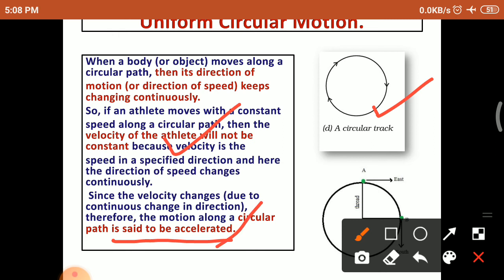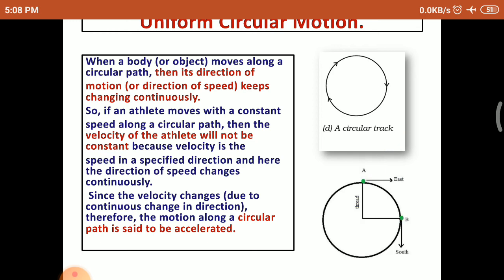So if any object moves in a circular path, it must be accelerated. Why must it be accelerated? Because the velocity of the object is not constant. See here, when the object is at position A, its direction is east. When the object is at B, its direction is south. So the direction of the object is continuously changing on a circular track.